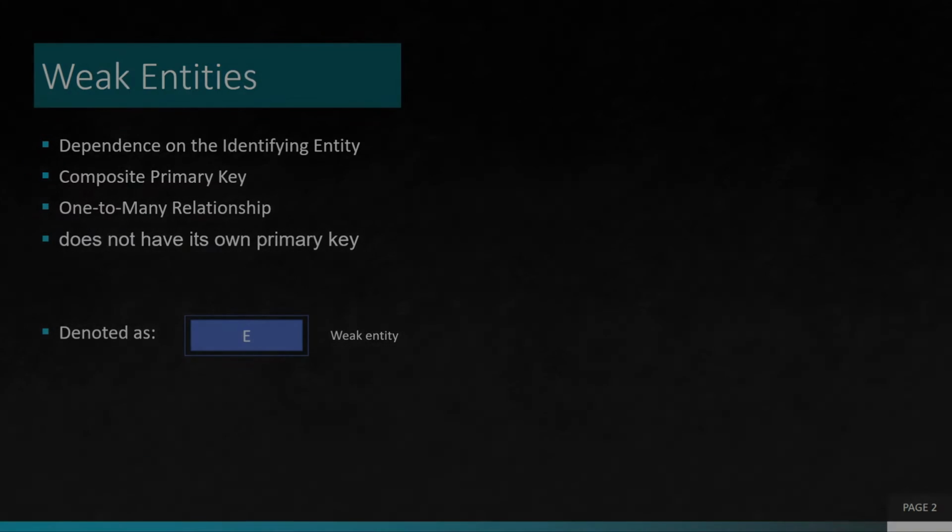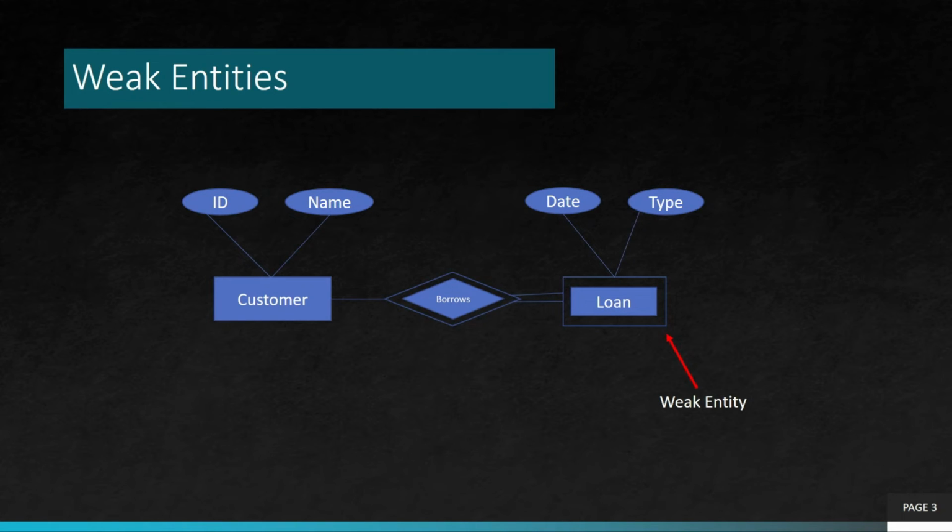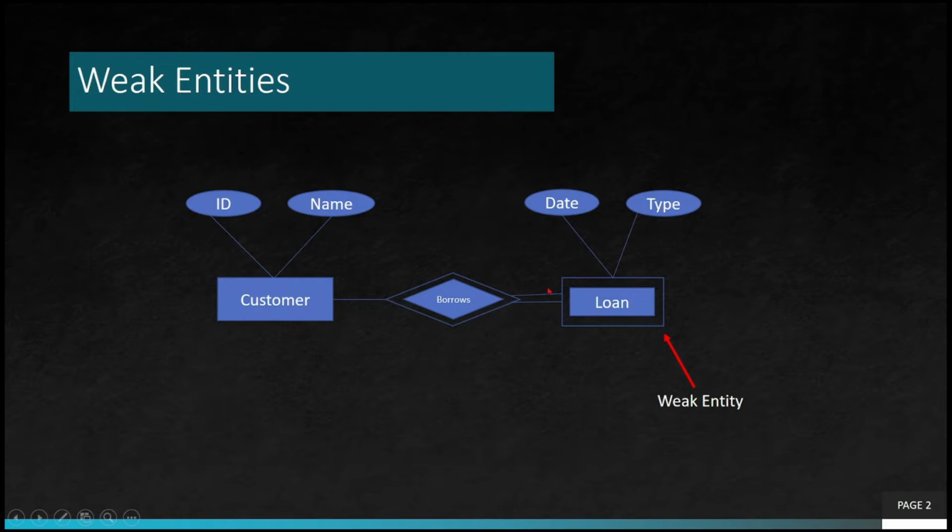So if you look on your screen now, it's a simple ER diagram where a customer borrows a loan. So if you look at the weak entity, you can clearly distinguish it from the strong entity because it has a rectangle around it, right? So anywhere you see this on an ER diagram, it's a weak entity. So a loan can't exist without a customer, but a customer can exist without a loan.